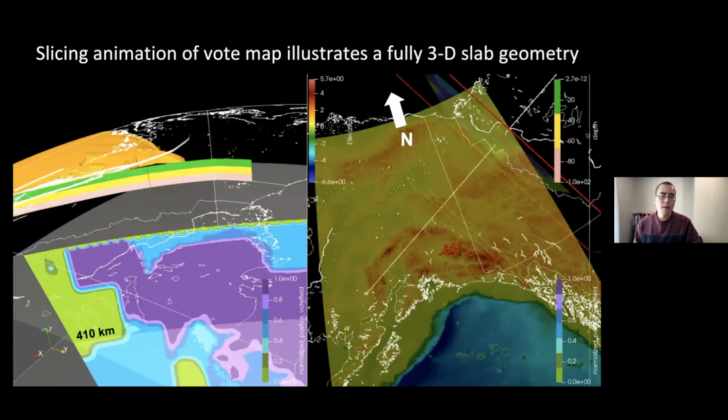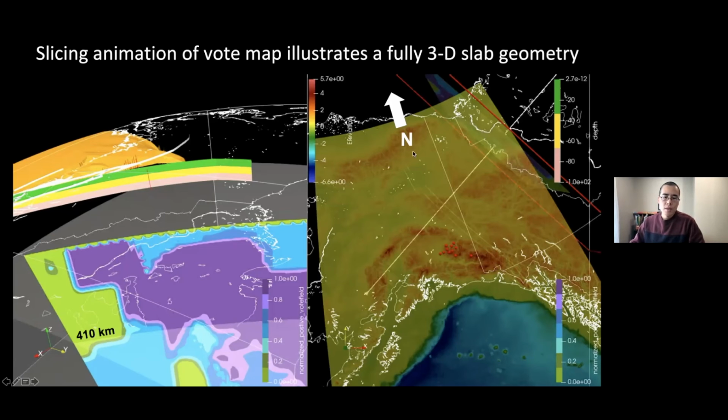On the next slide, I'm going to show you an animation slicing through the 3D vote map. There are a few elements within this model. Purple means a high vote count, and green means a low vote count. Purple means multiple models observe the same feature. This is the 410 kilometer step, and below that is the mantle transition zone. At the shallow part, we have the Denali fault here.